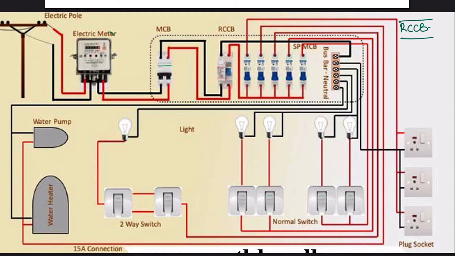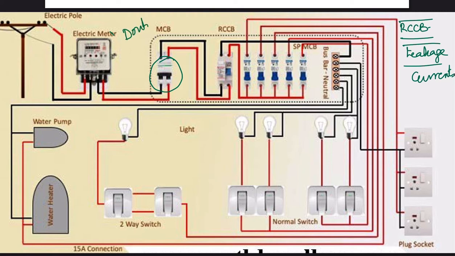This is to prevent against leakage currents. This is another protective device which is used to prevent any leakage currents that may be present in the circuit. Now this MCB, as you see from this figure, is a double pole. It is known as a double pole MCB because it disconnects both the live and the neutral wire.